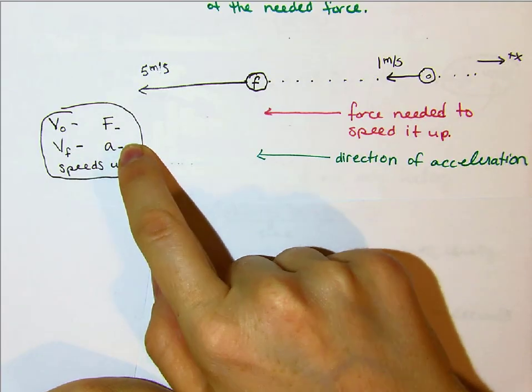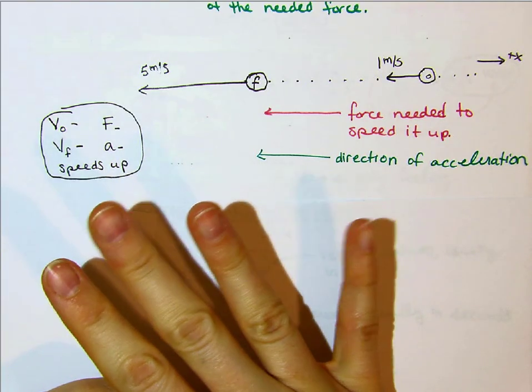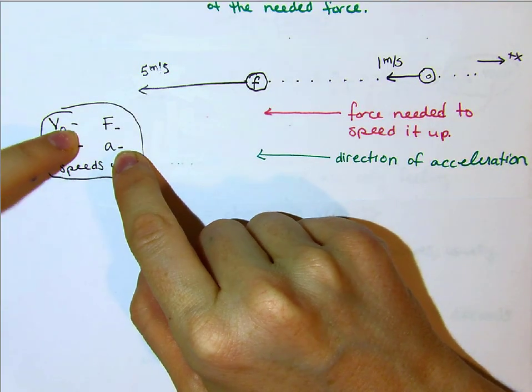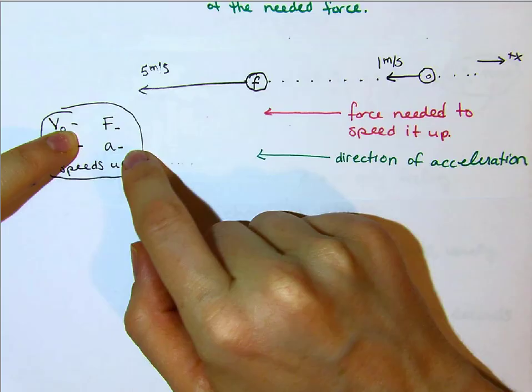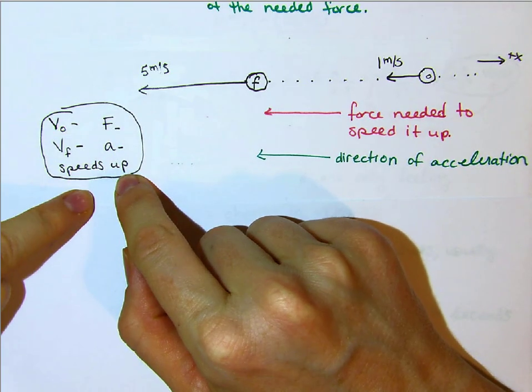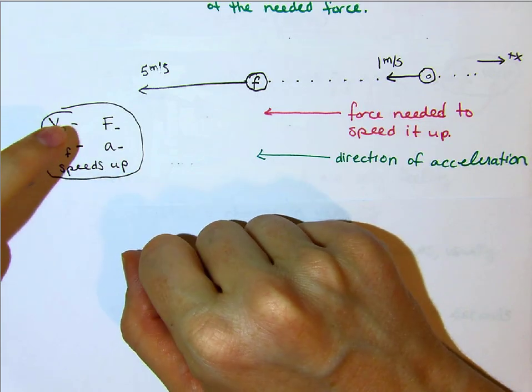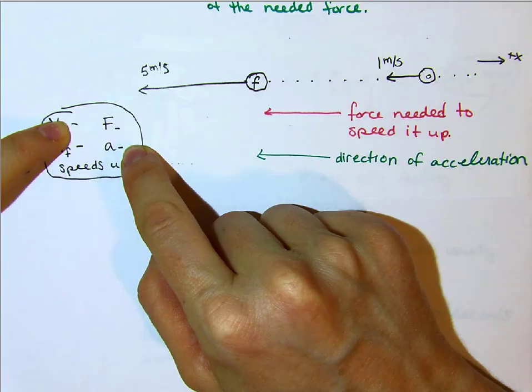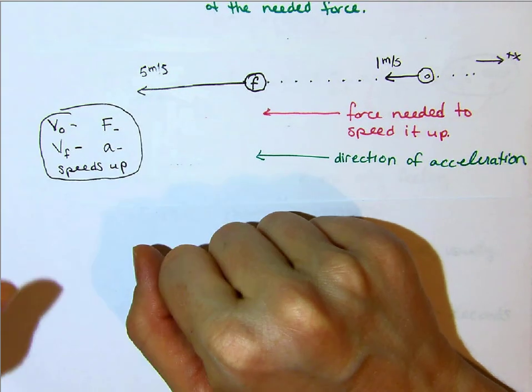So if this plays with your head a little bit, let me just rephrase it this way. If the velocity and the acceleration, which you could also say the force, right, if they're in the same direction, it will speed up. If the velocity and the acceleration are in opposite directions, it will slow down.